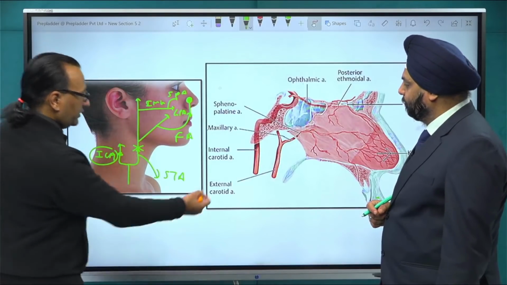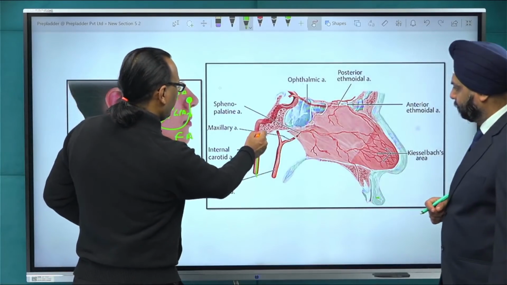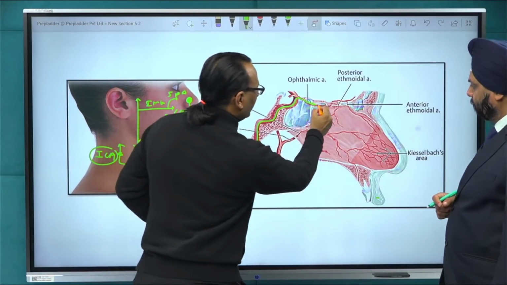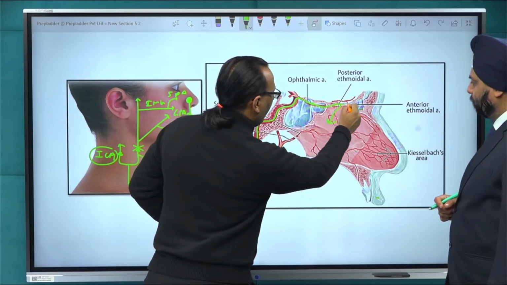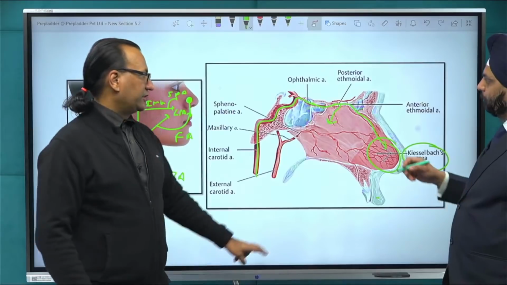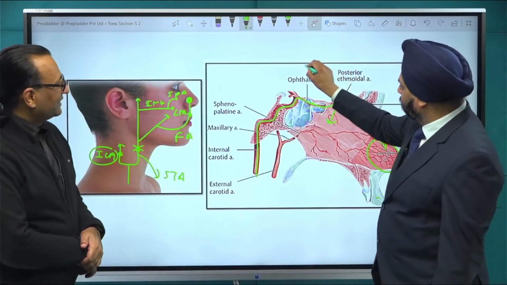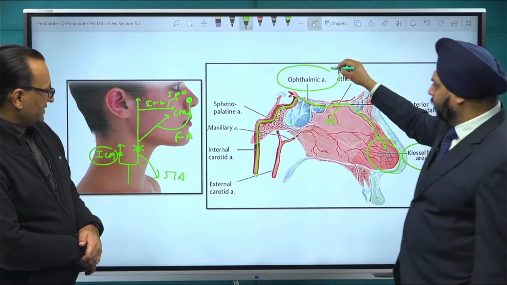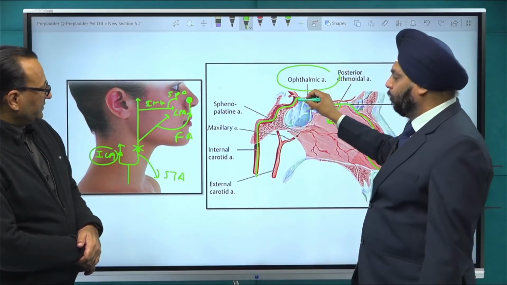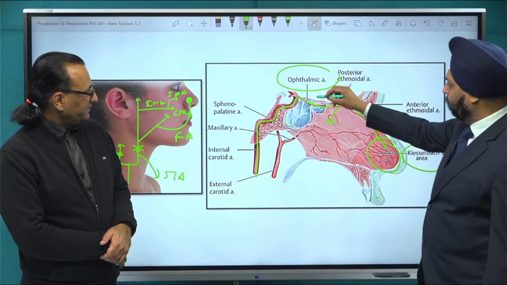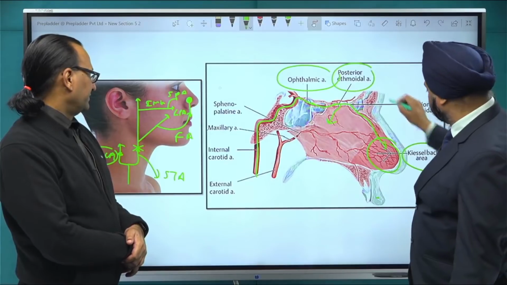So what about internal? See, this is the internal carotid artery coming here, and it is now giving us ophthalmic, and then it is giving us the posterior ethmoidal and the anterior ethmoidal. It is the anterior ethmoidal which is contributing to Kiesselbach's plexus. So this ophthalmic is the first intracranial branch of the ICA. That's a question which is asked. It is given just before it forms the circle of Willis. And this is the one that will give the posterior ethmoidal and the anterior ethmoidal.